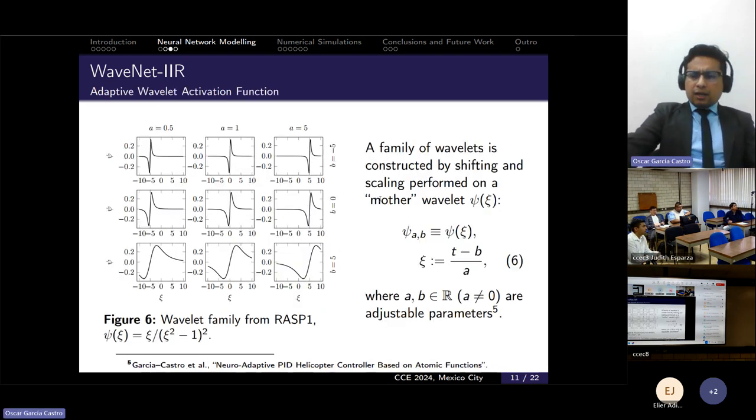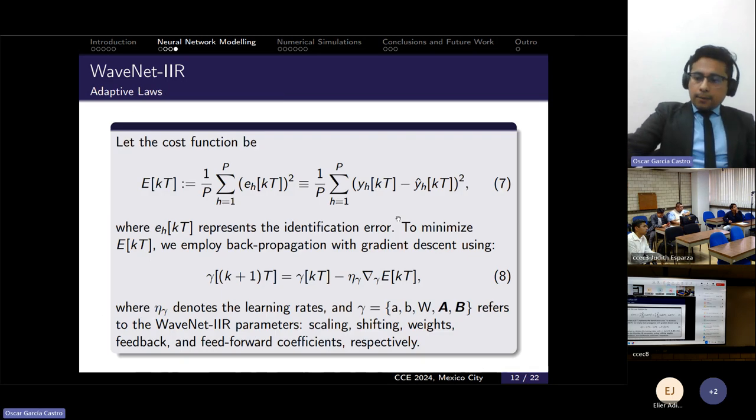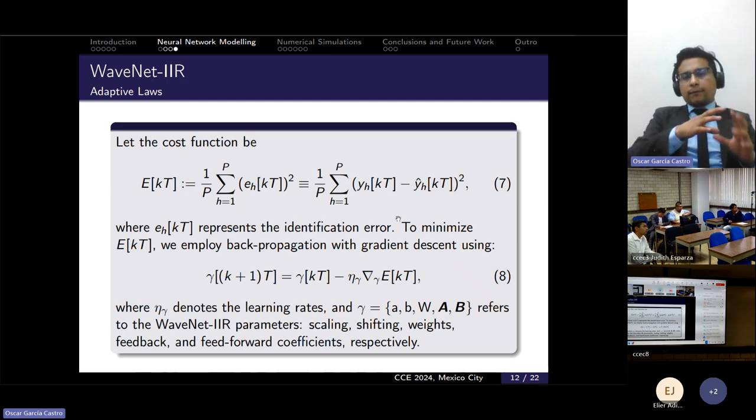Additionally, one advantage of using a wavelet function as activation function is that a mother wavelet generates a family of functions via scaling and translation using equation 6. This allows adjusting the shape of the function for different frequencies of the input signals. In this work, we use the RASP1, which means a rational second order polynomial. Remember, the wavelet IIR has parameters: the scaling and shifting of the wavelet, the weights of the neural network, and the feedback and feedforward coefficients for the filters.